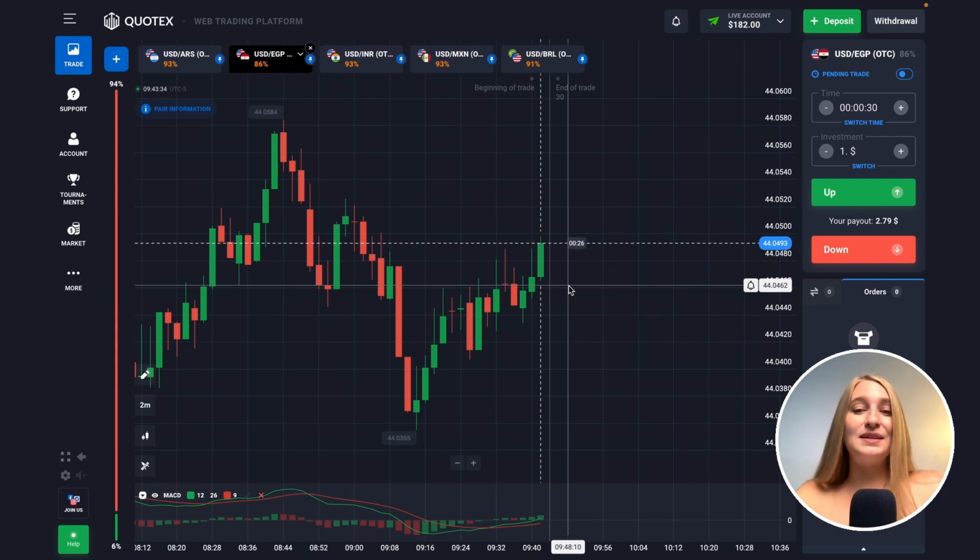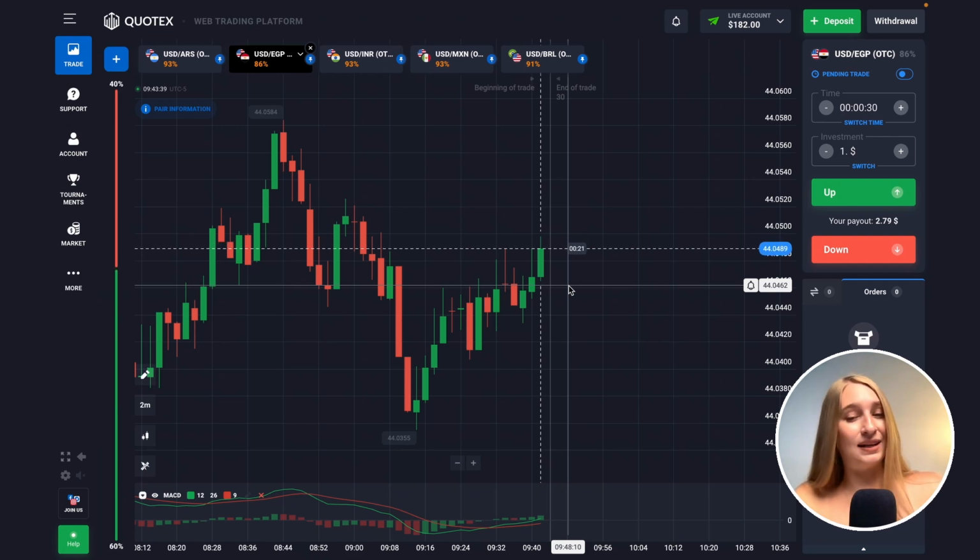As you can see, the MACD histogram is the difference between the MACD value and the signal line.